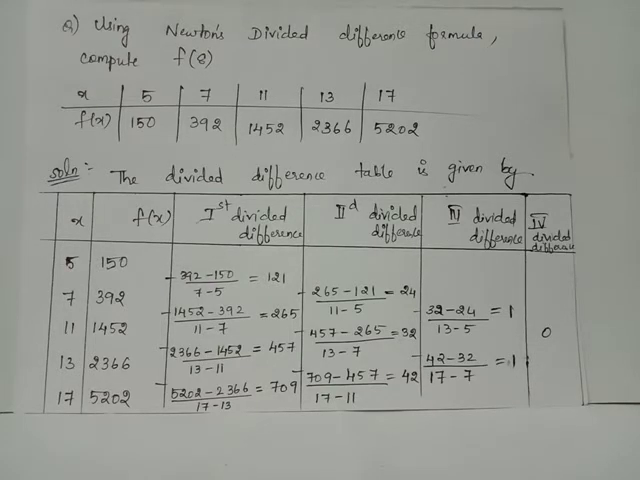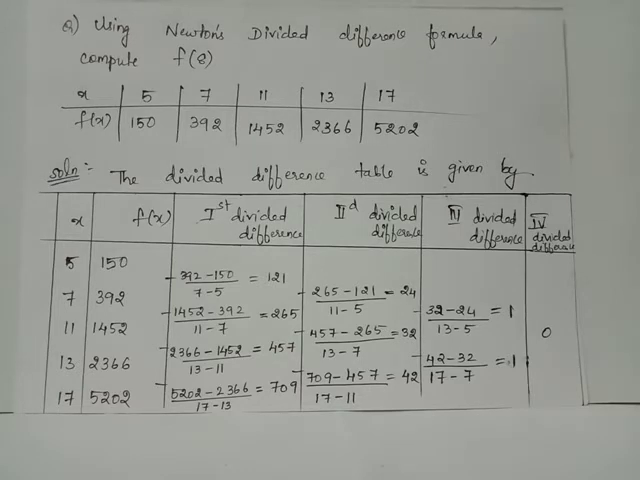Since we have obtained a constant value in the third divided difference column, the fourth divided difference value will be 0. In the fourth divided difference column, we would have written 1 minus 1 divided by 17 minus 5, skipping 3 values in the middle. Thus, we get the fourth divided difference as 0.